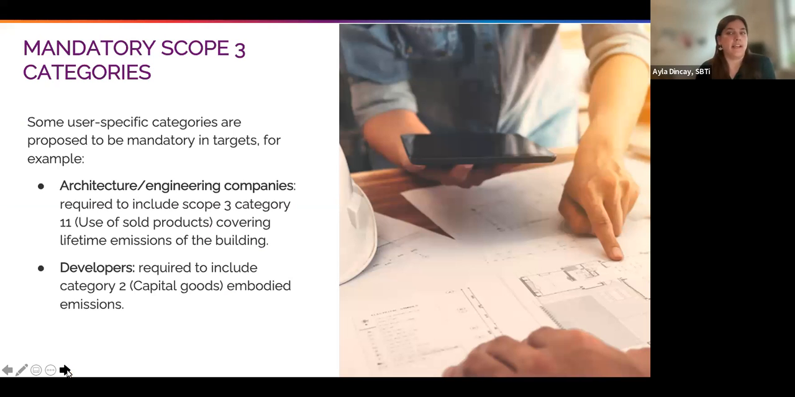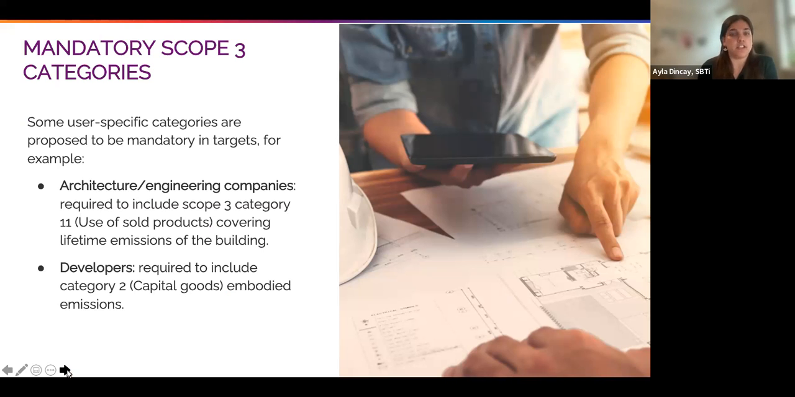Not all companies in the industry are directly involved in either the use phase of buildings or direct construction work on sites. However, they still have a significant impact on the emissions within the built environment. Therefore, we have introduced additional user-specific mandatory scope 3 categories.